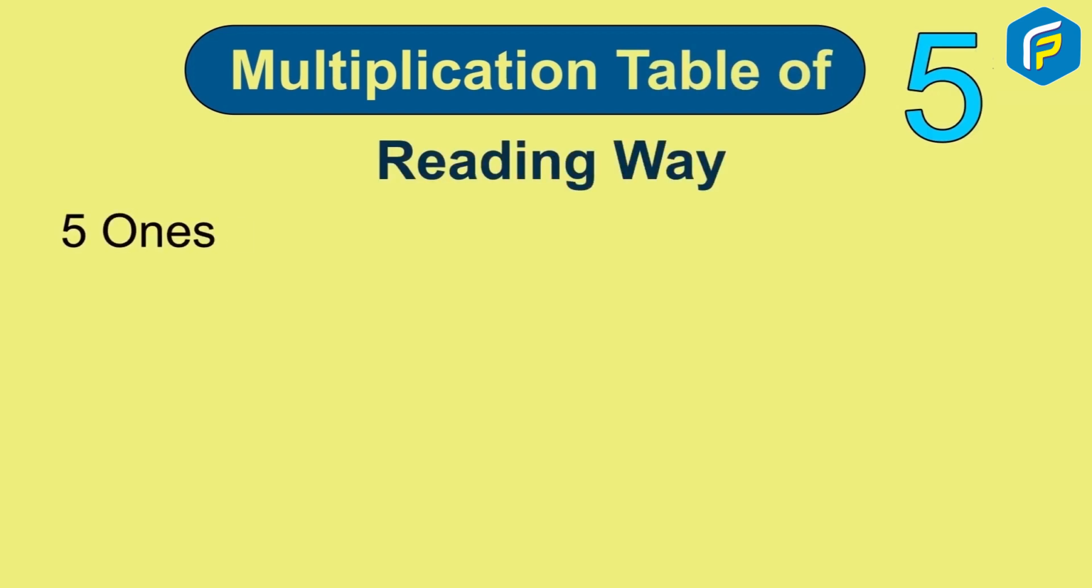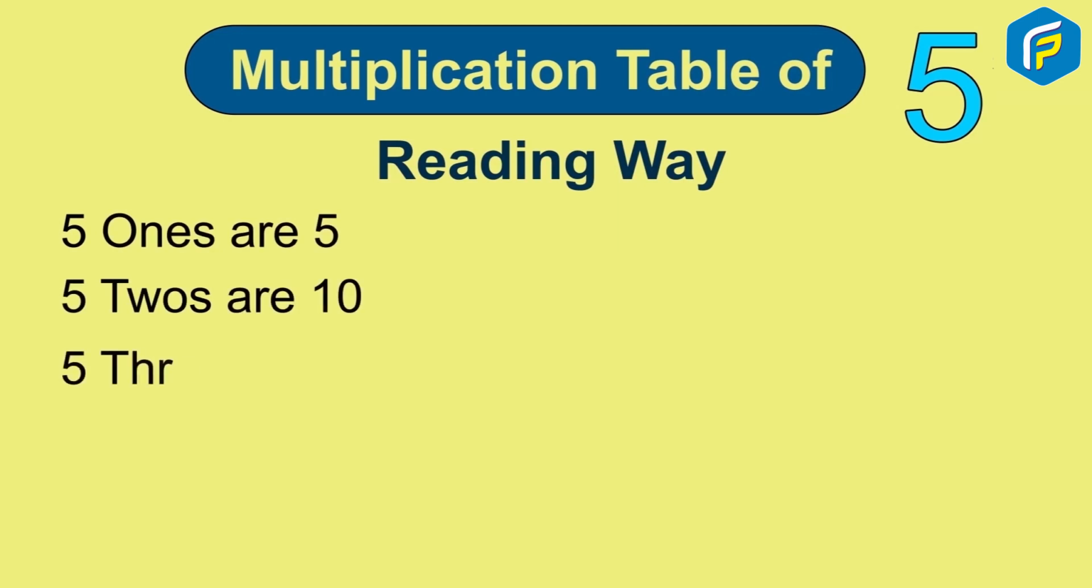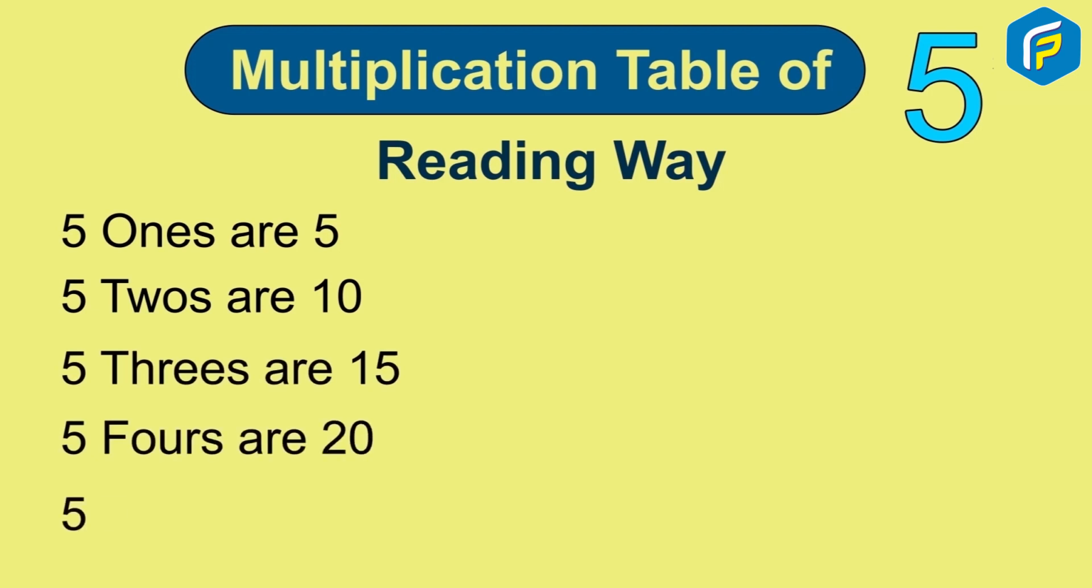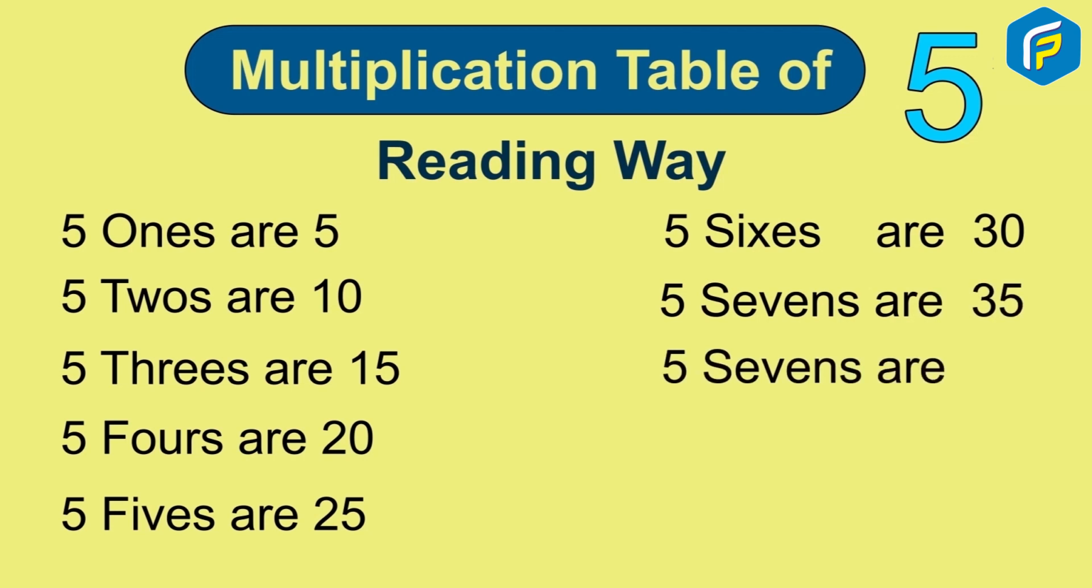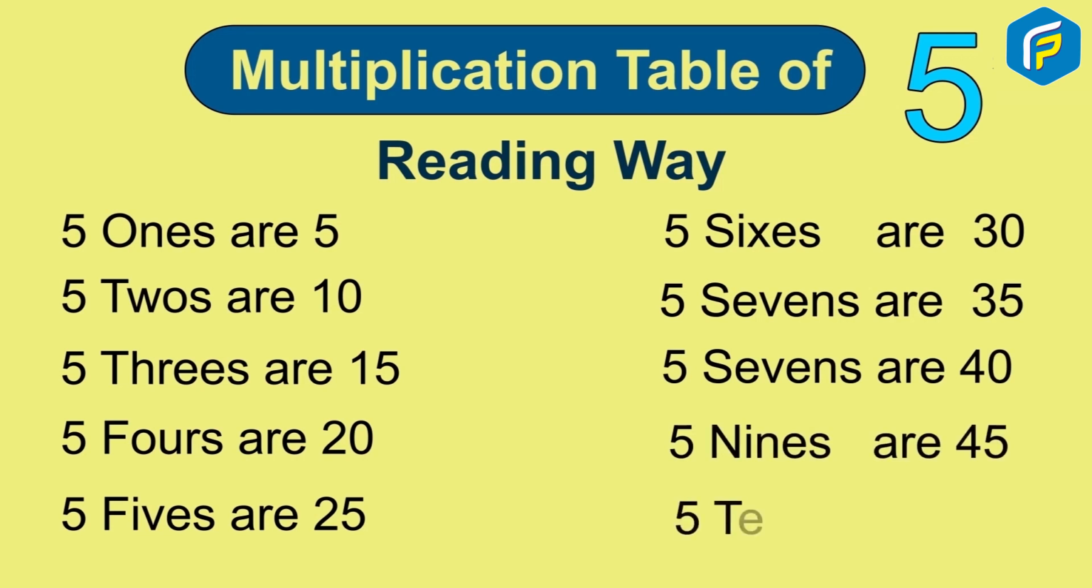Multiplication. Table of 5. Reading way. 5 ones are 5. 5 twos are 10. 5 threes are 15. 5 fours are 20. 5 fives are 25. 5 six are 30. 5 sevens are 35. 5 eights are 40. 5 nines are 45. 5 tens are 50.